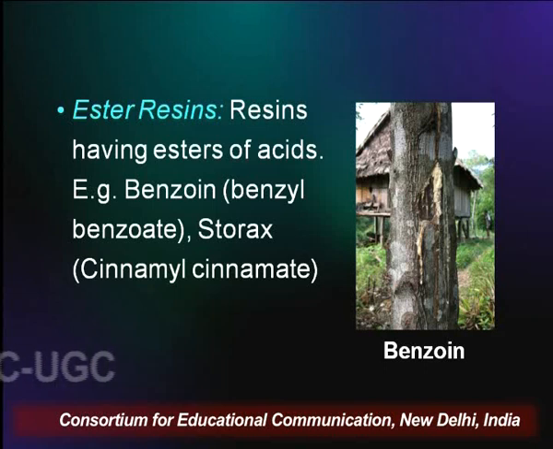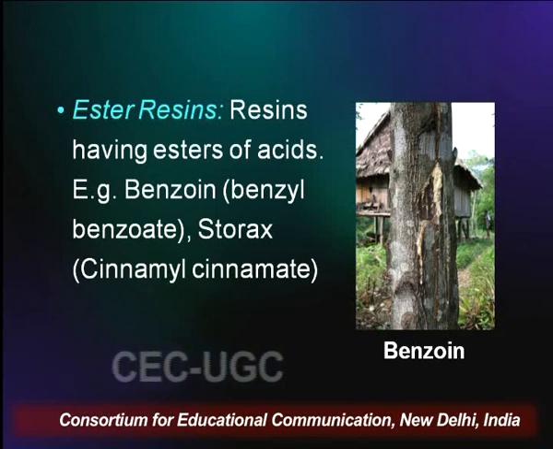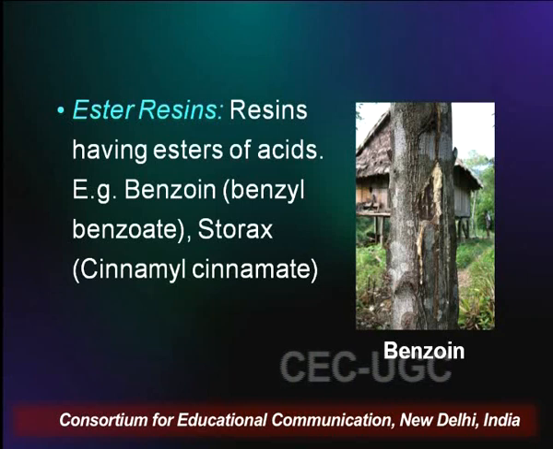The most common examples of ester resin are benzoin, which is rich in benzyl benzoate, and storax, which is rich in cinnamyl cinnamate. Benzyl benzoate is an ester of benzoic acid, whereas cinnamyl cinnamate, which is found in storax, is an ester of cinnamic acid.